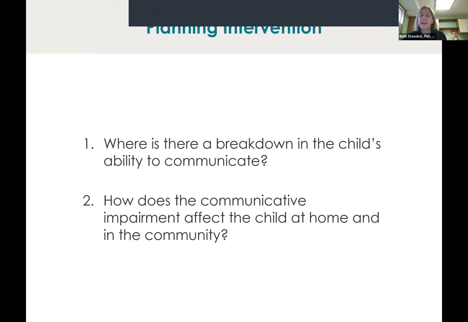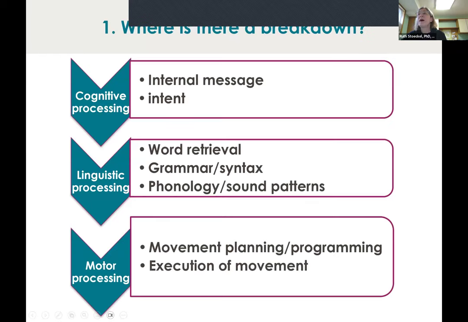I've been really excited and a little bit sad to give up clinical practice because we are finally getting to a point in our profession where we're thinking outside of the therapy room. So how can we make this child communicate more effectively, not just in the therapy session, but out in the world? So we're thinking about a lot more things.